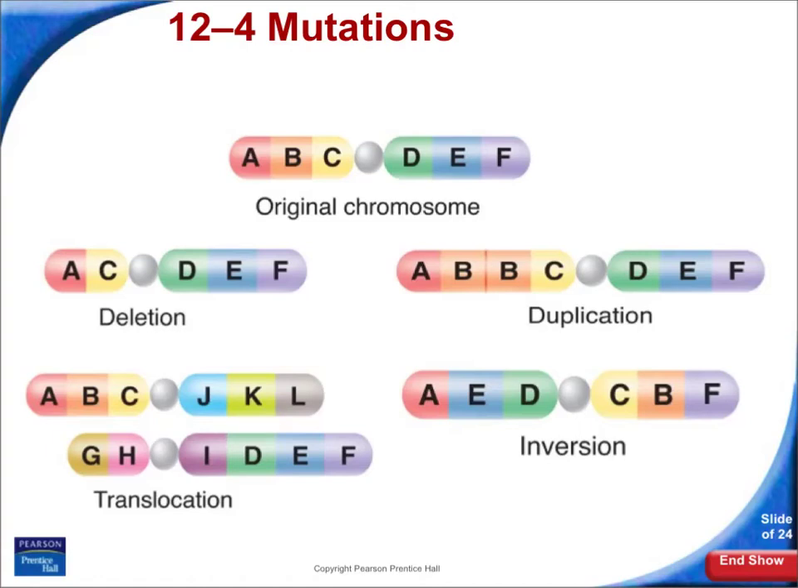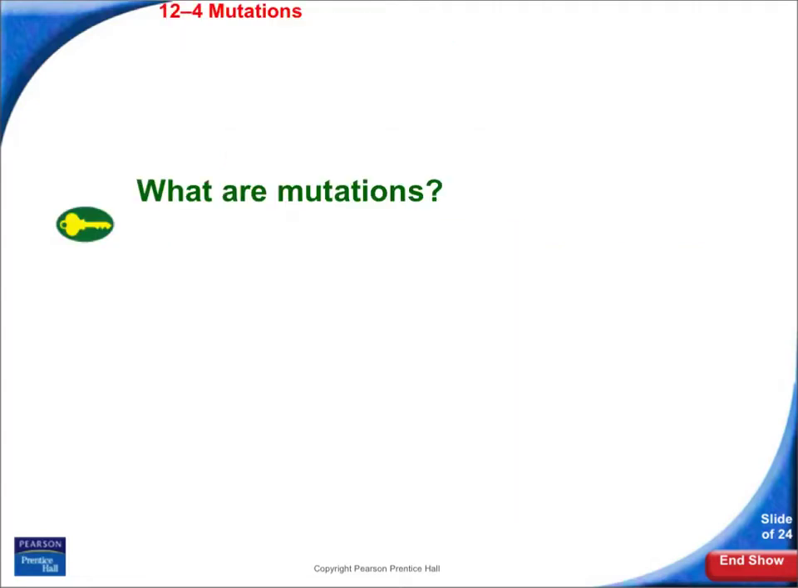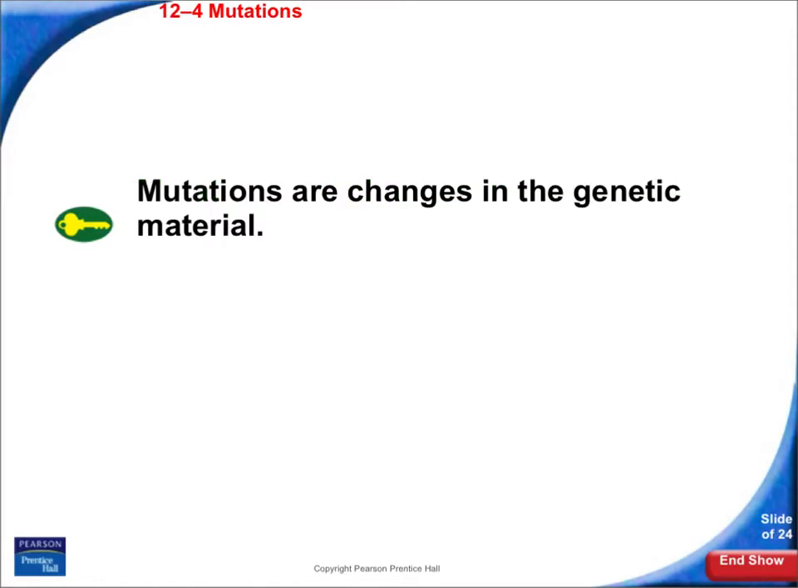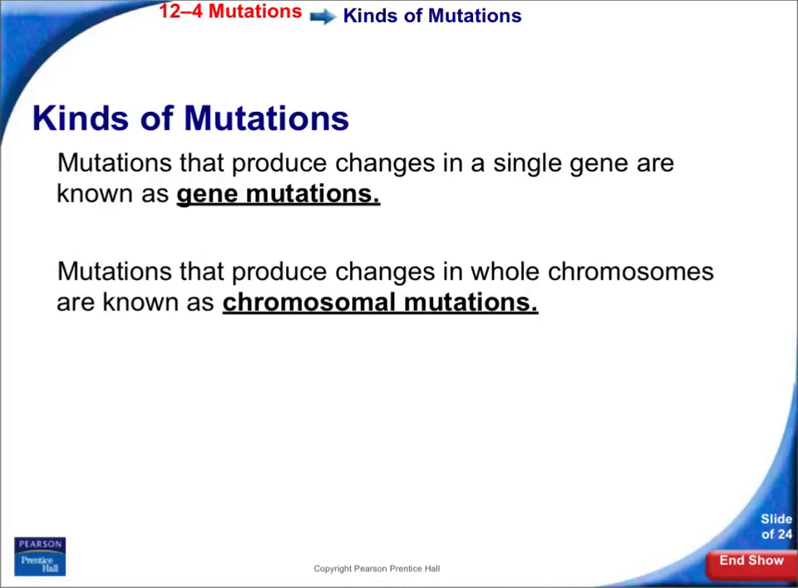This is section 12.4, and it is about mutations. So our key concept for this section is what are mutations. That's the first thing we'll talk about. A mutation is a change in the genetic material, and there are several different types of mutations. We're going to talk about gene mutations and chromosomal mutations.